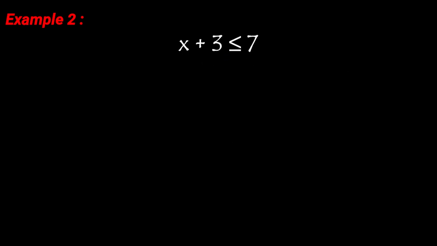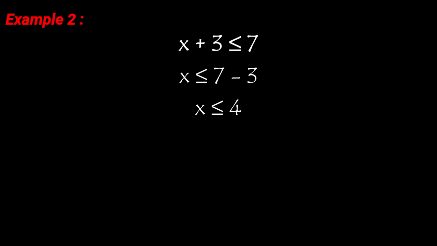To solve for this inequality, it's basically the same. We have to treat the inequality sign as an equal sign and solve for x. Therefore, x is less than or equal to 7 minus 3, and x is less than or equal to positive 4.